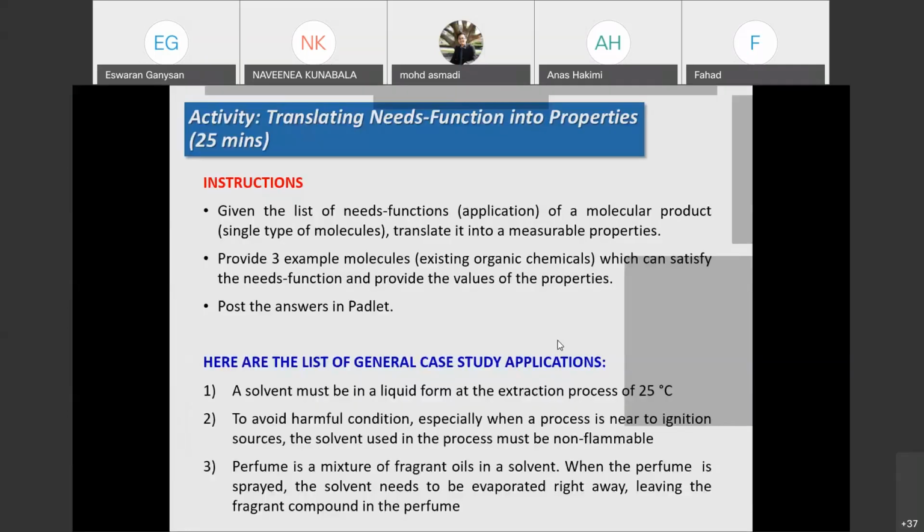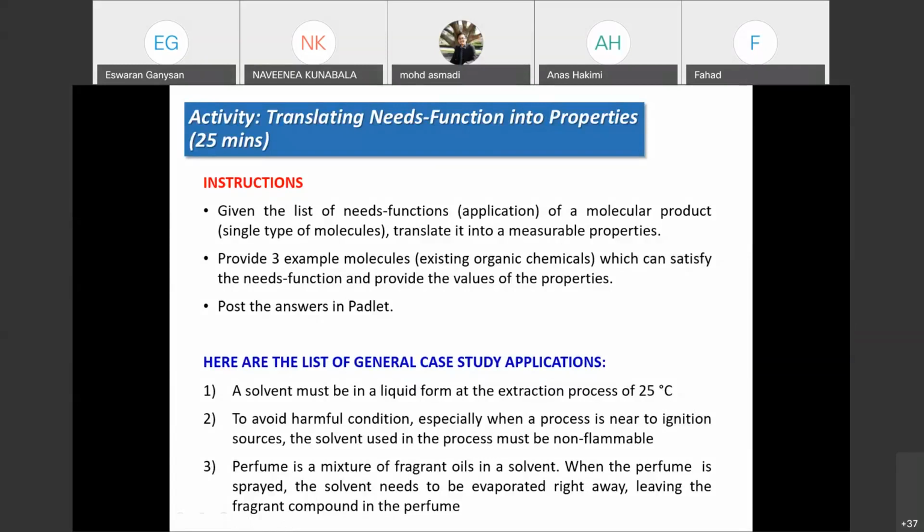Okay, given the list of needs function, application of the molecular products, single type of molecules. Okay, this is a single type. You have to remember molecular products. They have three types: A, B, C, if you remember. Okay, translate it into measurable properties.